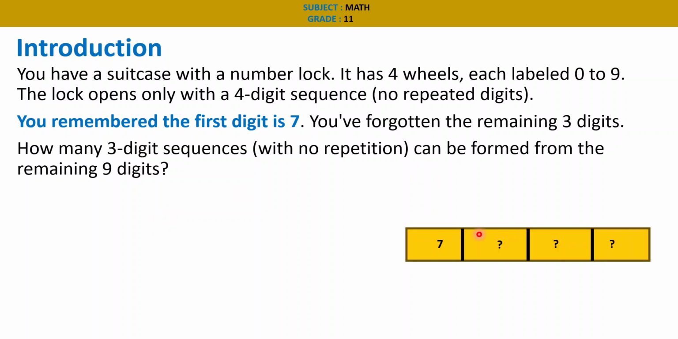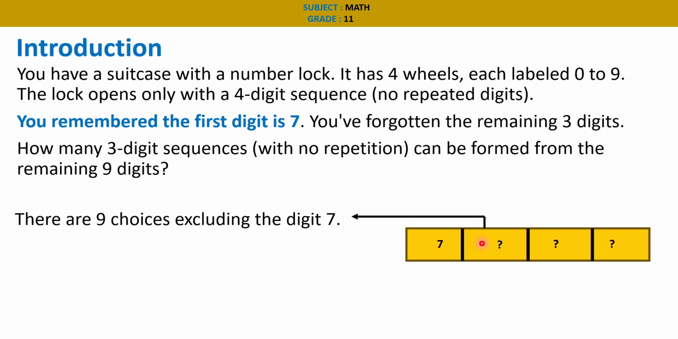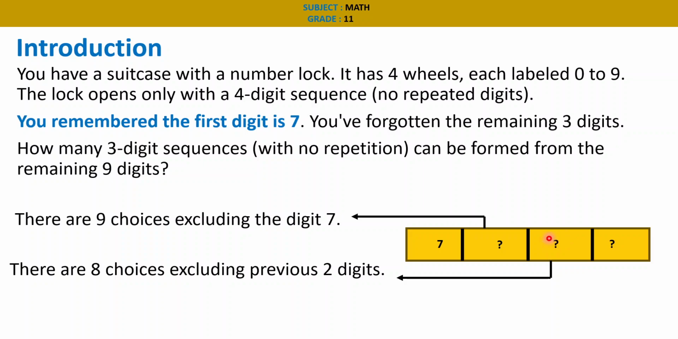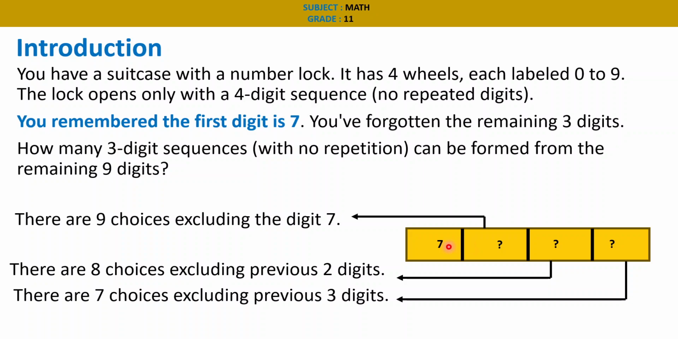See, here, assume the lock is in display. So, first digit you clearly remember the digit is 7. Next, it can be used 9 choices, excluding 7 from 0 to 9. So therefore, this can be filled in 9 ways. And this third one you can use is 8 ways, because already in the second one you might have used 1 digit apart from the 7. So 2 digits over amongst 10 digits. So you have left out 8 choices.